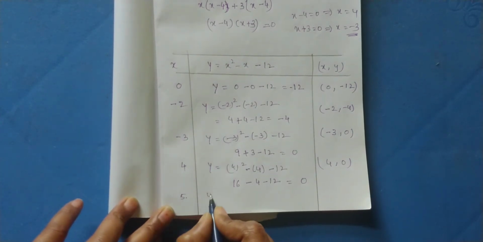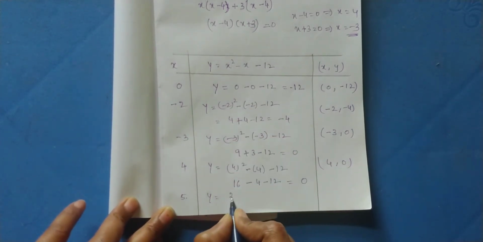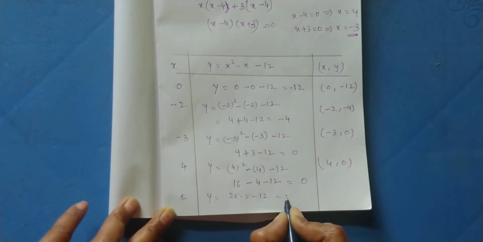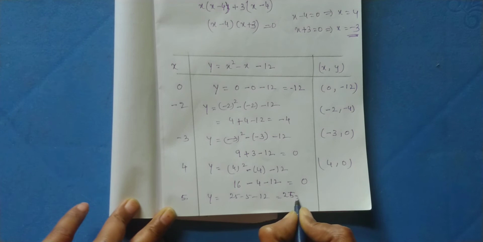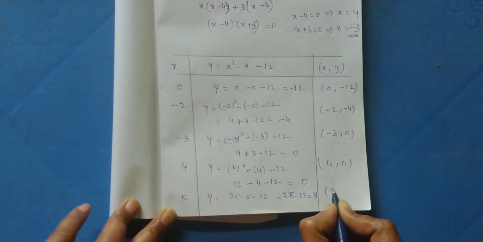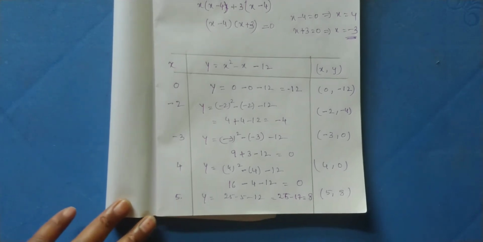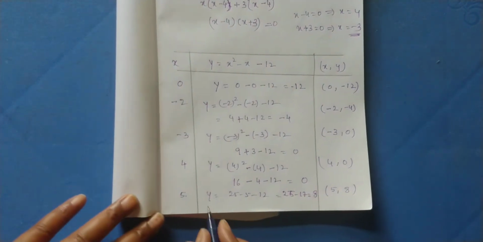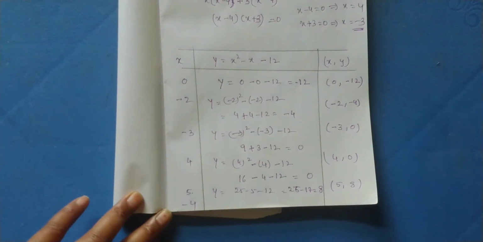If I take 5, y is equal to 5 square is 25, minus 5, minus 12. So 25 minus 17 is 8. So whenever it is 5, it is 8. Okay, for this one also just above that value. Minus 3 above means minus 4 we can take.